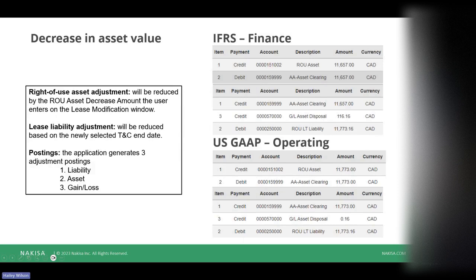Once everything is approved and your draft has been merged, your contract will return to an active state, and then you can see the modification entries that have been posted. Your application is going to generate 3 adjustment postings, one for liability, one for asset, and one for our gain and loss. So as we can see here for both standards, the application is posting the same adjustment postings, but we have different numbers because under US GAAP, we have an operating lease, and under IFRS, we have a finance lease.